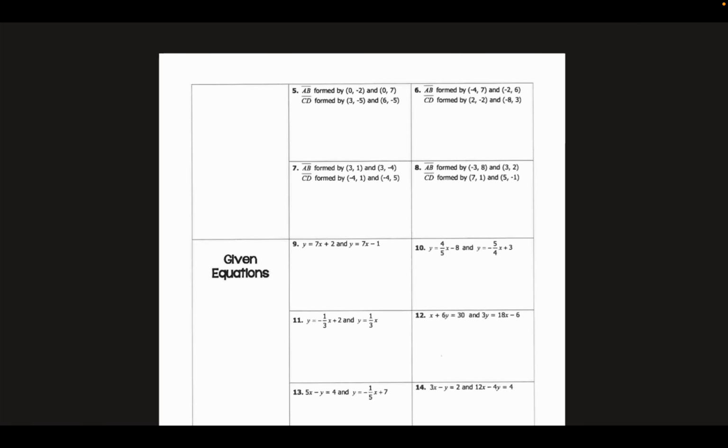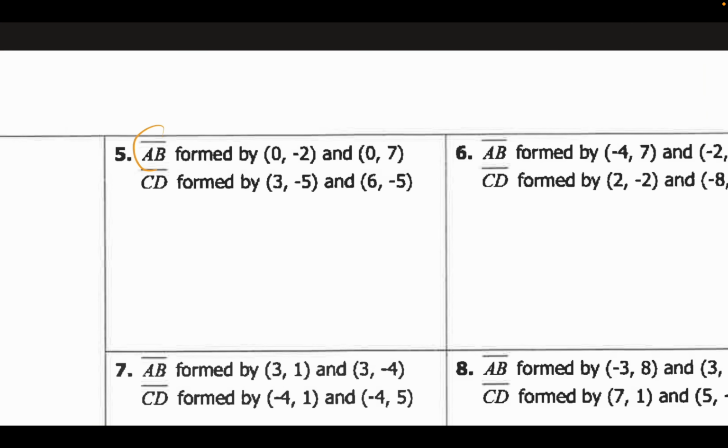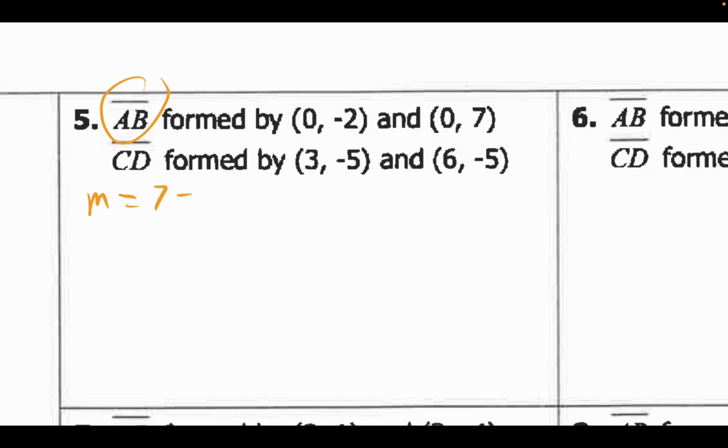We're going to continue on. Once again, I'll do the orange for the top one. So the slope for the top one, we end up having 7 minus a negative 2 over 0 minus 0. Well, that means we're going to have 7 plus 2, excuse me, and that's going to be 9 over 0, and that is undefined. That's a vertical line.